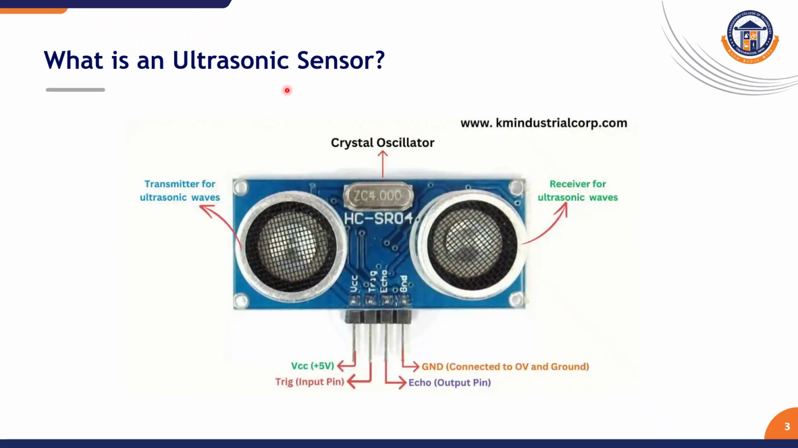First of all, what is an ultrasonic sensor? This is the image of the ultrasonic sensor, where it uses a transmitter and receiver which sends ultrasonic waves, and we'll be having a crystal oscillator and there are pins which will be connected to the circuit.